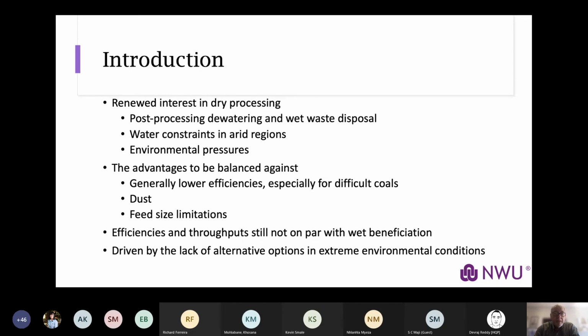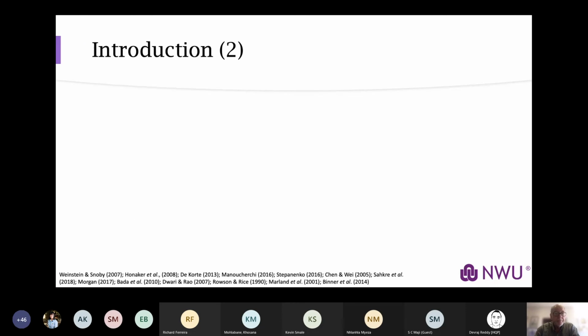So at this stage, the development of dry beneficiation is really driven by the lack of alternative options in extreme environmental conditions. If you're running in an arid or a dry area, you have no choice but to look at dry beneficiation at least, and that is what's driving the research. There is some dry beneficiation around, but it's mainly used for pre-concentration or for scavenging. In general, it is not the norm. I know of, in Mongolia, for example, there are quite a few dry plants, but in South Africa, certainly not.